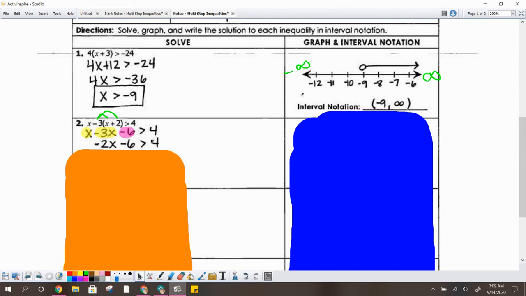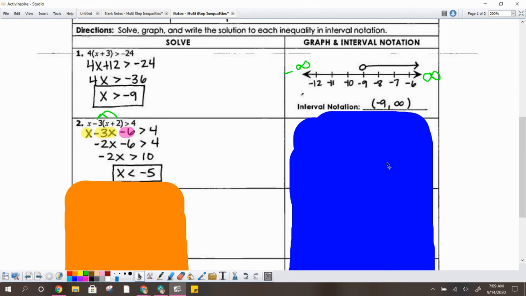Now we can go ahead and solve this. We're going to add 6 to both sides to get negative 2x is greater than 10. In this case, we are dividing by that negative, so we need to make sure we're flipping our sign. So we divide by negative 2, we get x is less than negative 5.